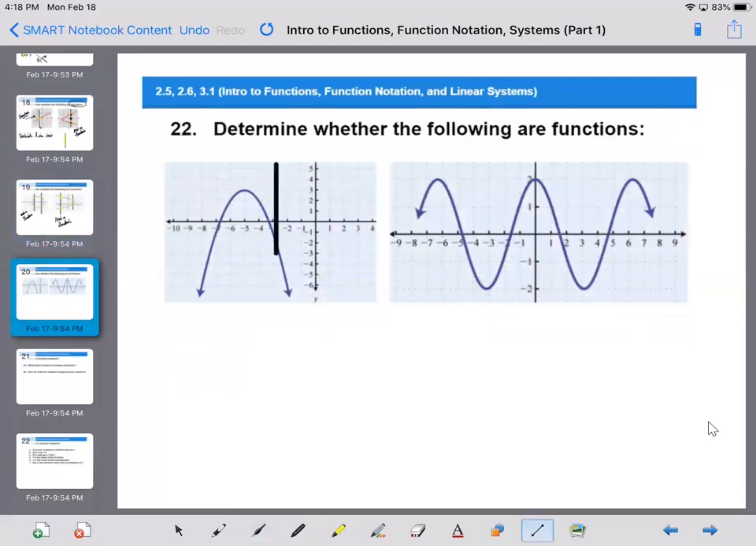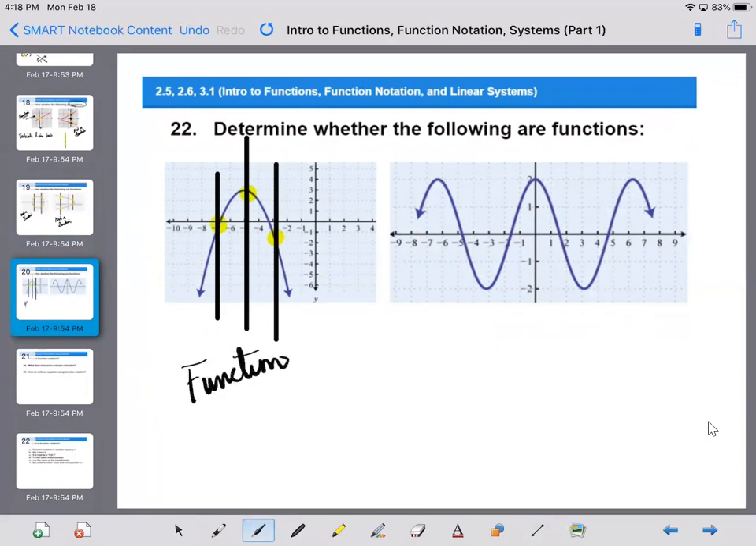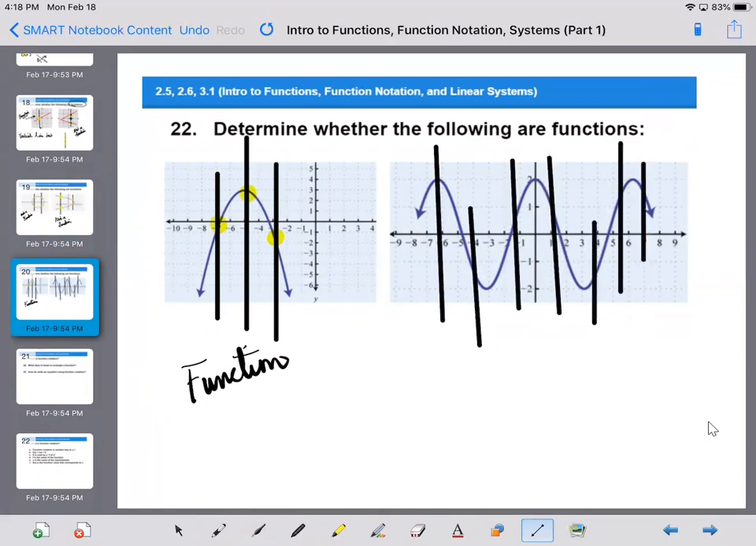Another graph you could test, vertical line test there or here, and you would see that it crosses at one time. So this would be a function. Same here, I could test in multiple places. Wherever I test, it only hits the graph one time. So we know that this is a function as well.